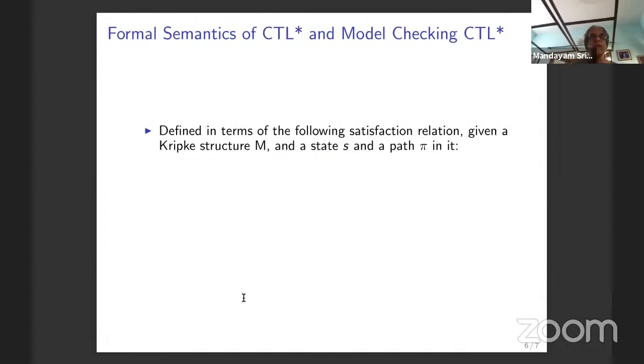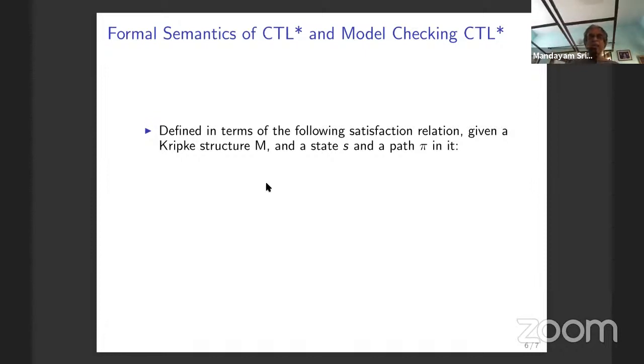Okay, so now formal semantics of CTL star. So let's see what the time is. Okay, I still have 10 minutes. So let me first just define the formal semantics. Okay, how do you define the meaning of this thing?